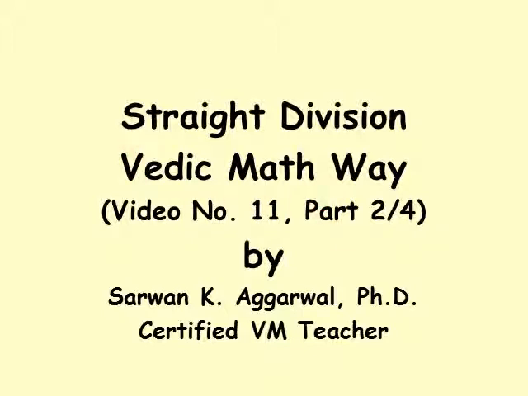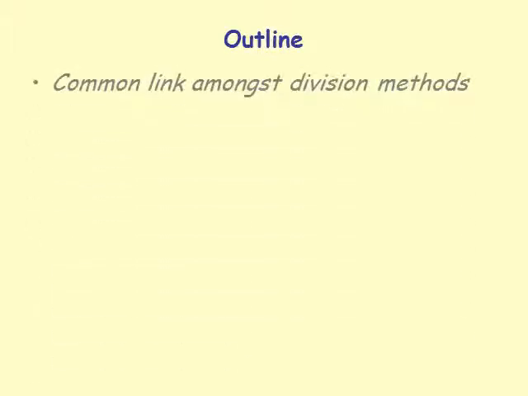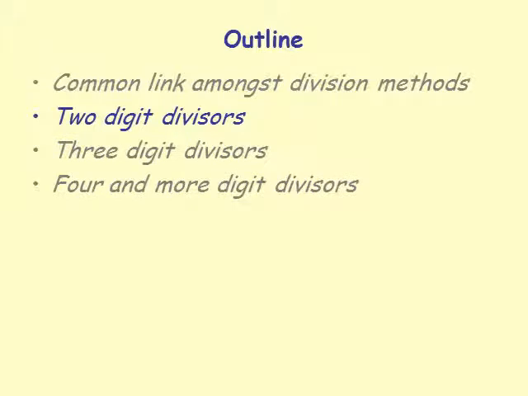Okay, let's continue. Let's continue with the next section here. Common links we already discussed. This section is about two-digit divisors. A three-digit divisor will be the next section, and four and more digit divisors would be a section after that. Let's continue.